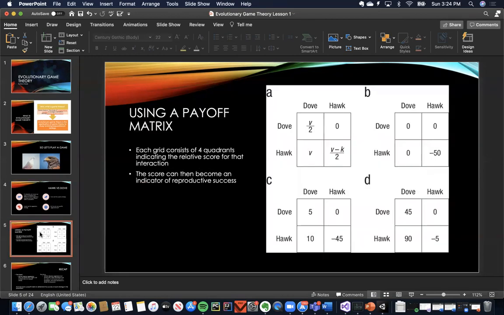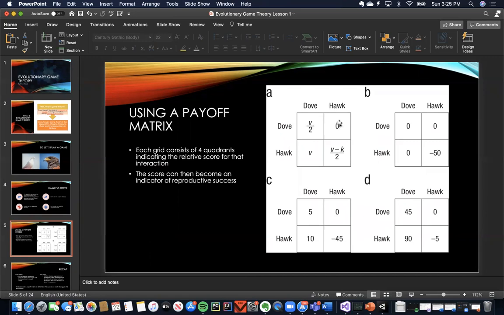The way we're going to be doing this is using a payoff matrix. This is where the mathematical model steps in. You can see that there's a 4x4 quadrant. The easiest way to think about what's happening is you just assign what is on the top with what is on the left side. For example, the top left quadrant is just a dove interacting with a dove. The top right quadrant is just a hawk interacting with a dove.